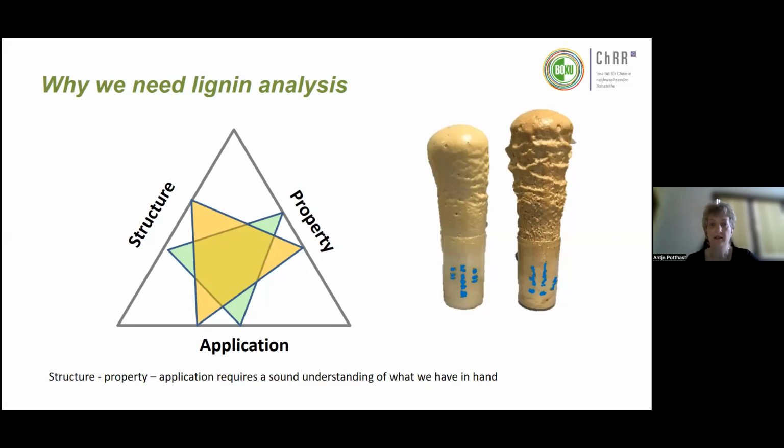Why do we need molar mass of lignin? There are a lot of different reasons, but at the end, we all want to apply lignin on a larger scale, which we are hopefully getting to in the near future, but we still have some troubles. What we basically need is a structure-property-application relationship. Of course, a lot of functional groups and a lot of different characteristics of lignin play a role here, but molar mass is also an important parameter.